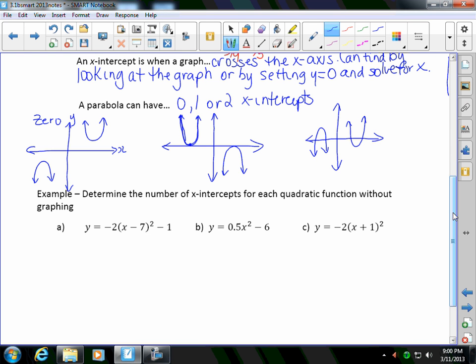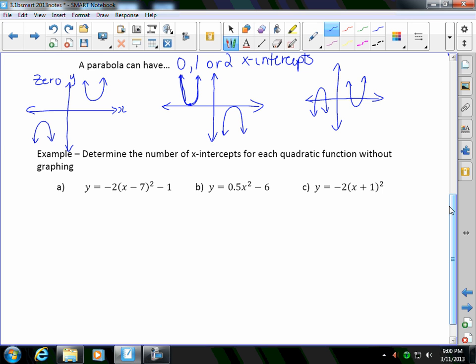It says determine the number of x-intercepts for each quadratic function without graphing. So when it tells you to do it without actually drawing the whole parabola, you take a look at your vertex. My vertex for this one, remember, is at (p, q), so I take the opposite sign, so it's at (7, -1). My a value is negative.